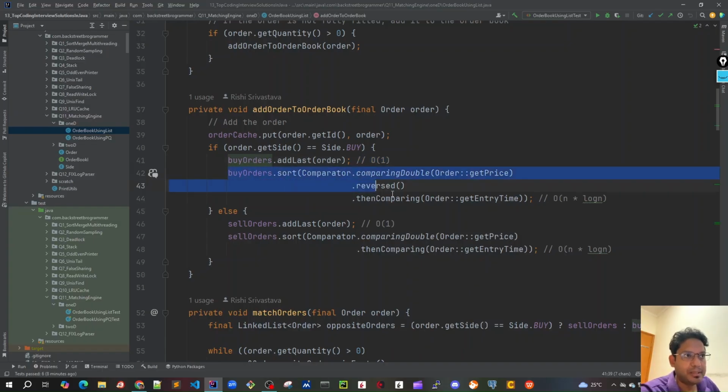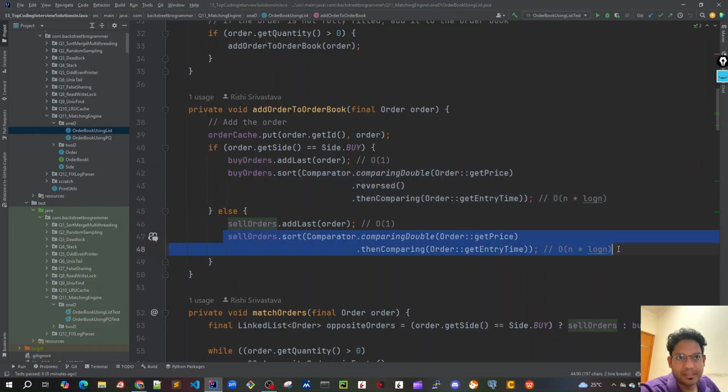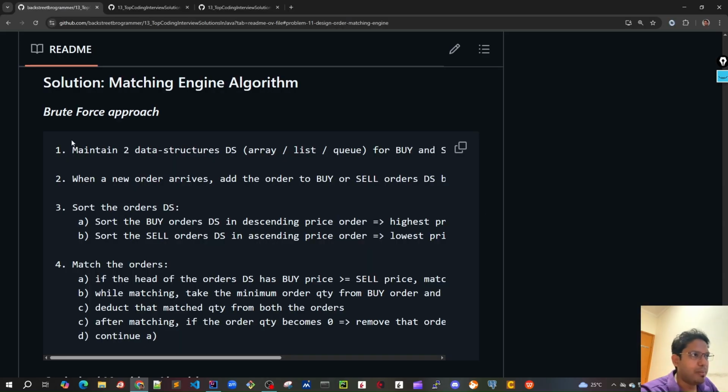But the sorting part, which is n log n, takes most of the performance impact and causes our linked list data structure not to be an optimal solution when we are adding and sorting. So can we do better here? We will discuss a new data structure later on, but let's try to optimize our algorithm and see whether we can improve this implementation. So let's go back to our matching engine algorithm.